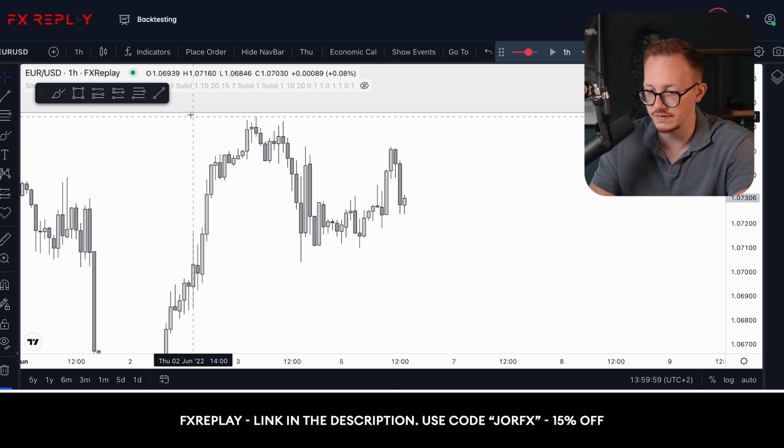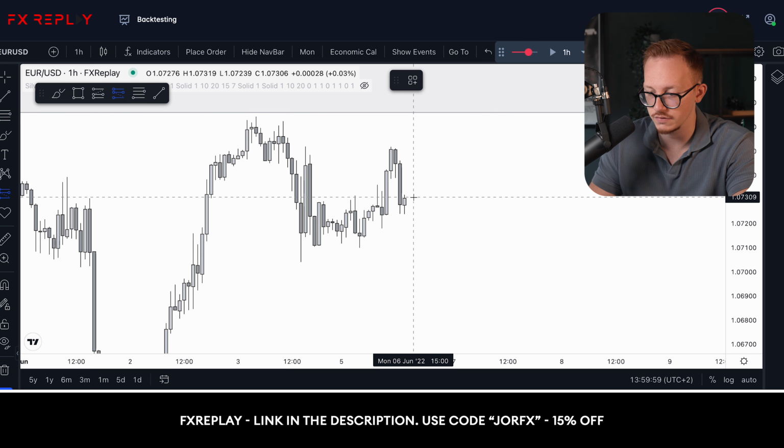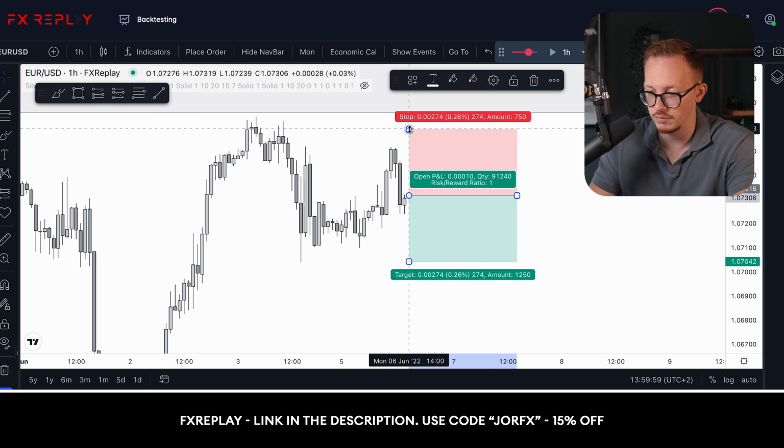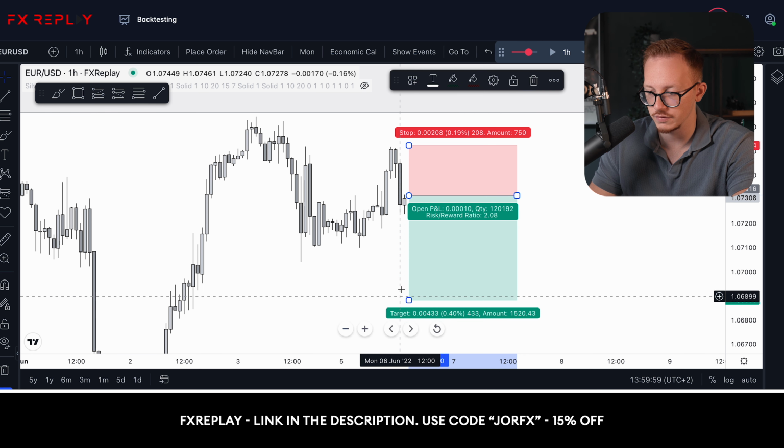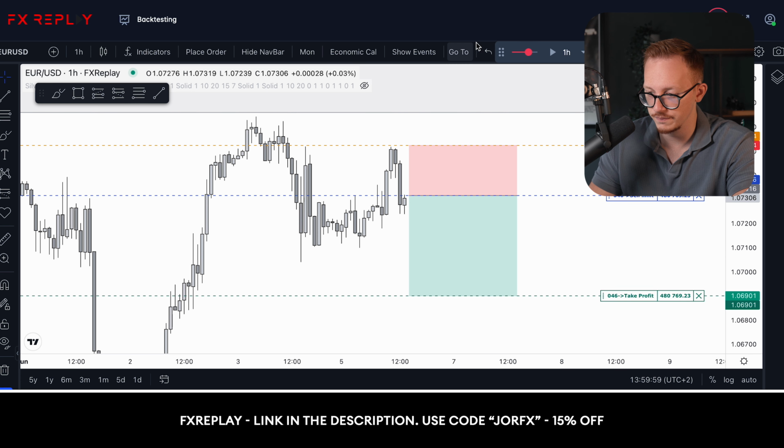And keep in mind, guys, we're only taking bearish fair value gaps in this case. So not the bullish ones. Stop loss above here. 1/2 risk to reward. Place the order. Let's see.